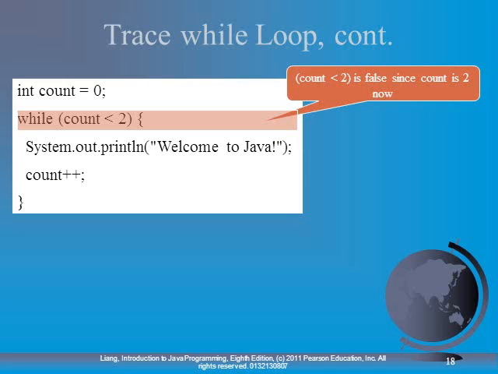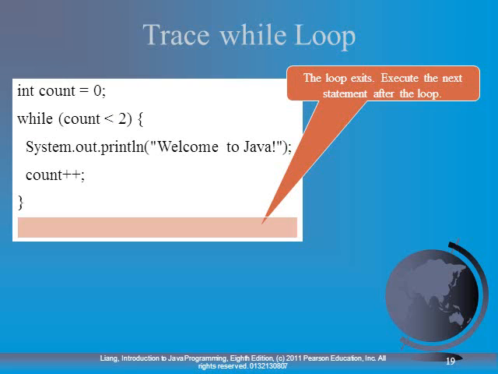Well, here we are at the top. Our condition is no longer true. Count is equal to 2. It's not less than 2, and so we will not execute the body. We skipped the body of the loop, and now we are at the statements that follow the body, and program execution will continue there.